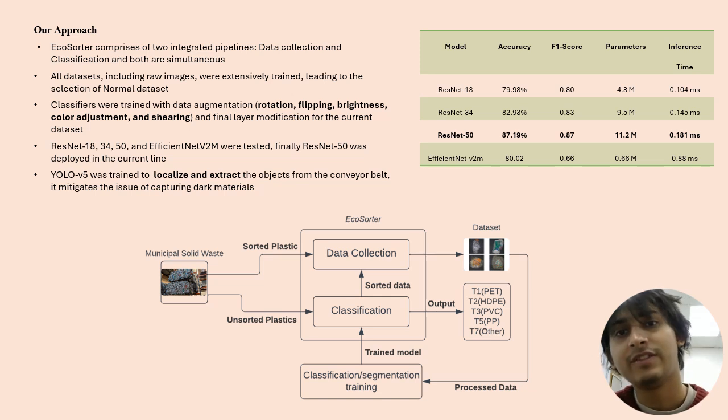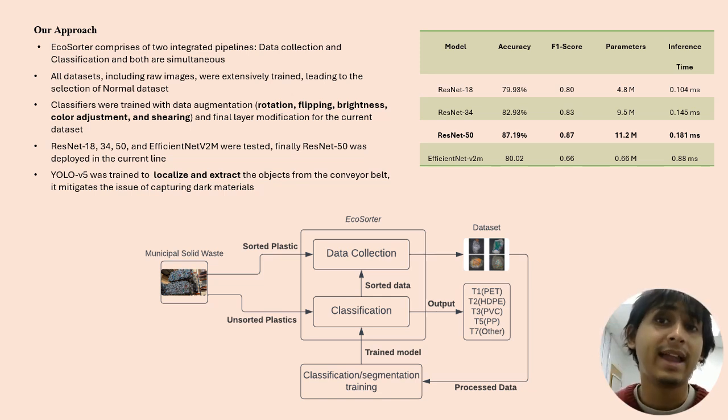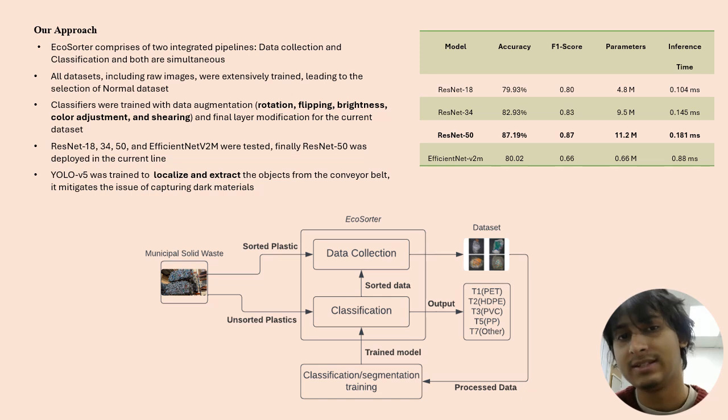Given the constraints of the EcoSorter, which is equipped with a 1080 Ti GPU, we needed to ensure that our models were both compatible with the hardware and capable of real-time performance. After extensive training and fine-tuning of 4 different architectures on our dataset, we developed a modified ResNet 50, which achieves an accuracy of 87.19% in 0.181 milliseconds.